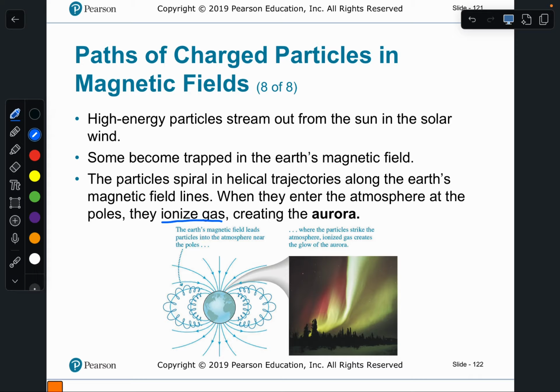When it hits the nitrogen particles, it's going to cause an emission of a certain type of light. When it hits the oxygen particles, it's going to cause another color. When it hits hydrogen particles, it's going to cause another color. Those are the colors that you see: the interaction between the highly charged particles hitting the molecules in our atmosphere and causing them to break apart and release a photon, which we will talk about in a few chapters.